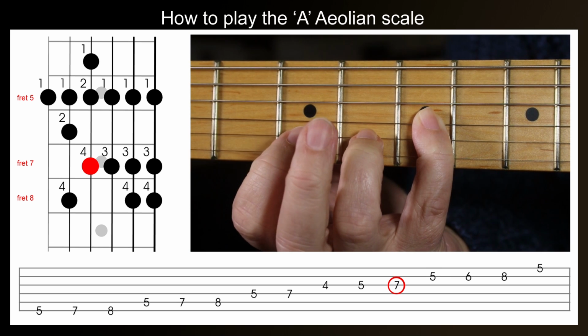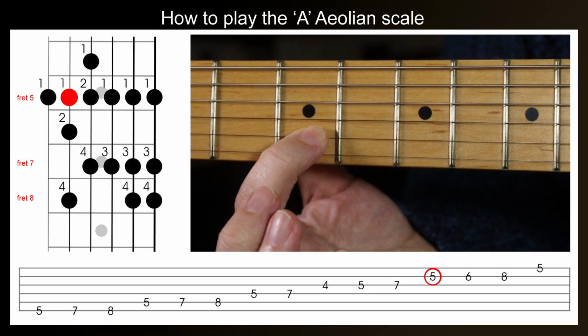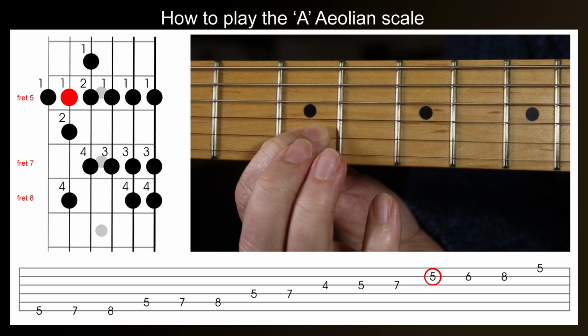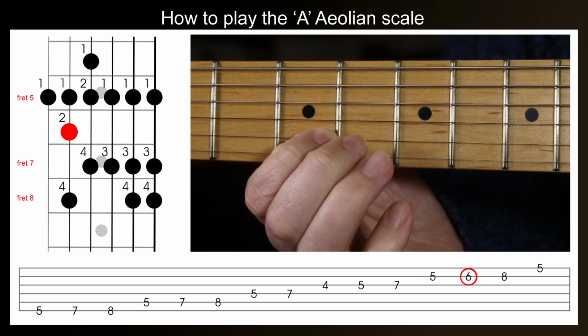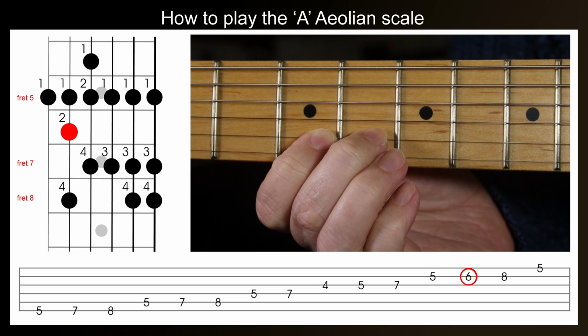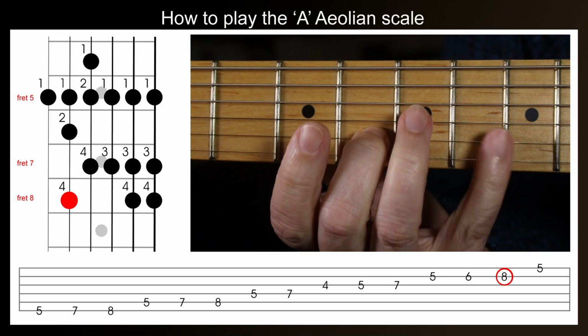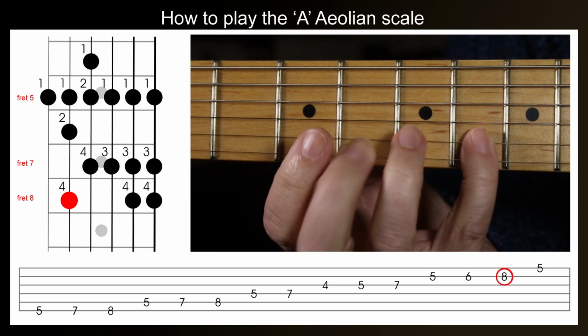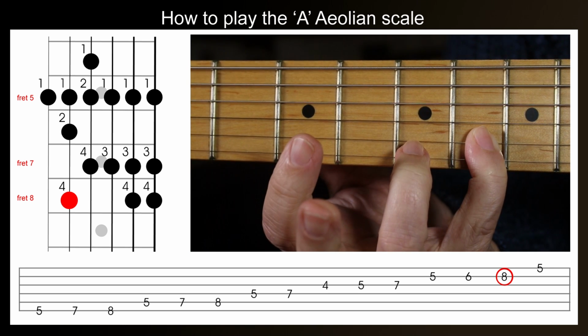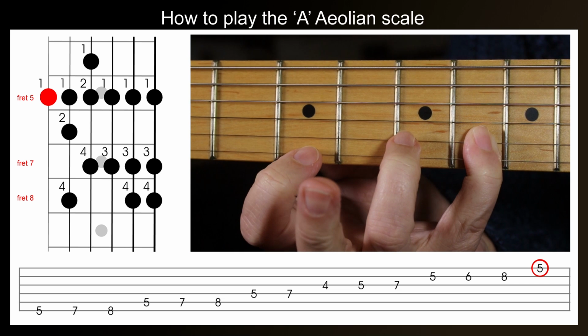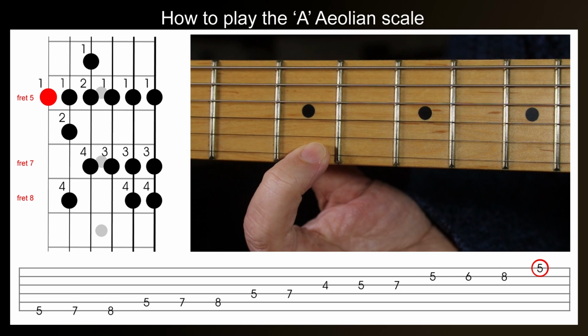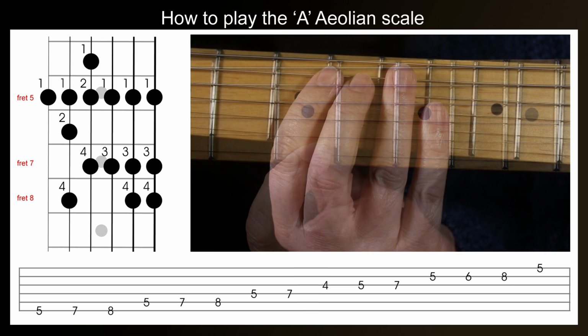Play the 5th fret of the B string with the first finger. Play the 6th fret of the B string with the second finger. Play the 8th fret of the B string with the fourth finger. Finally, play the 5th fret of the top E string with the first finger. Now, let's hear that played again up and down the neck more quickly with a metronome.